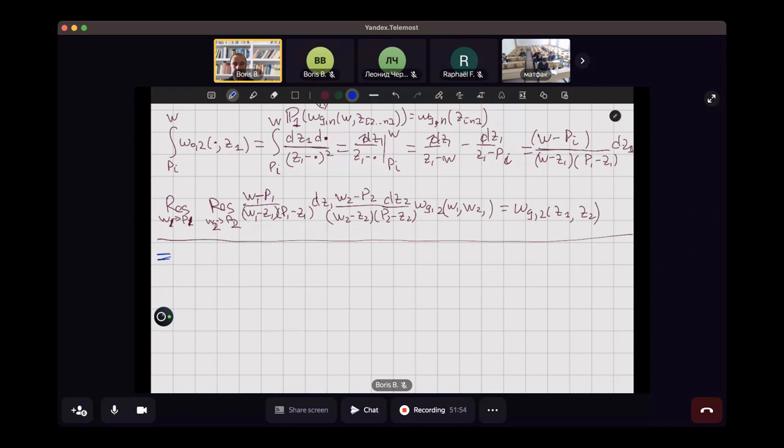So I want to write sigma of w minus pi over sigma of w minus z1, pi minus z1, pi minus z1, dz1, and omega gn of sigma of w, z2 to n.